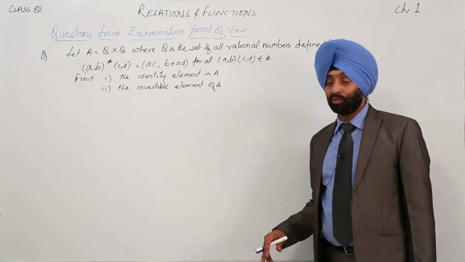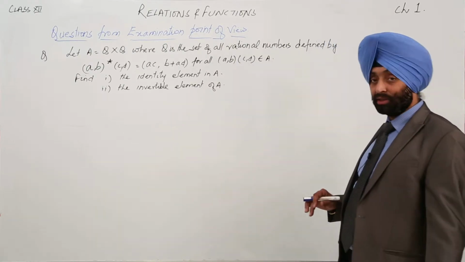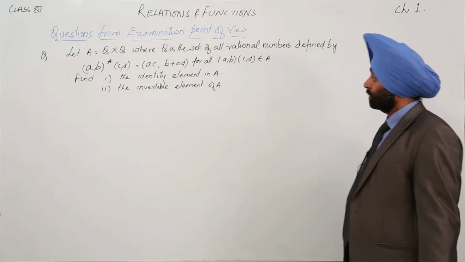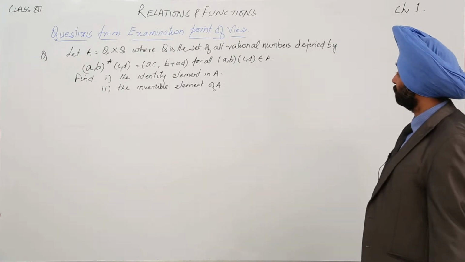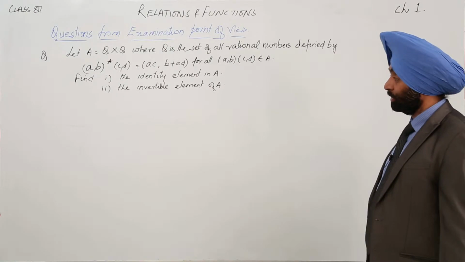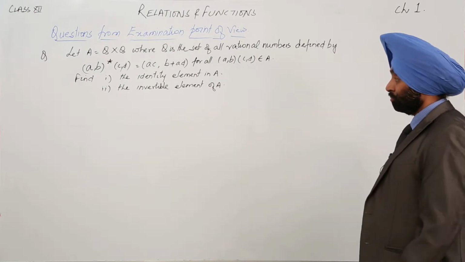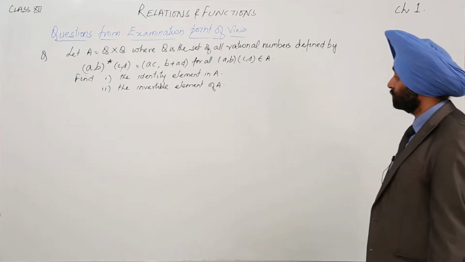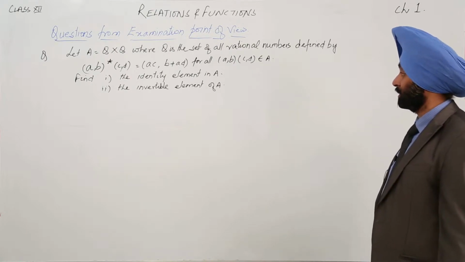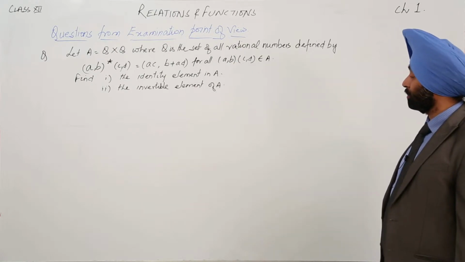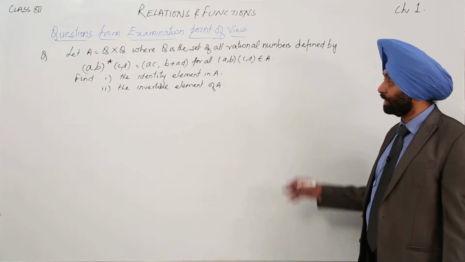Again, one more important question. Let A = Q × Q, where Q is the set of all rational numbers, defined by the binary operation (a, b) * (c, d) = (ac, b + ad) for all (a, b), (c, d) belonging to A, and A is what?